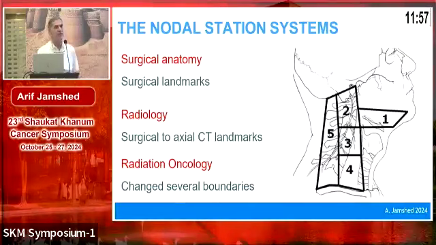The radiologists, on the other hand, look at their axial CT slices. What they can see on the axial CT slices, they tend to divide according to that. Whereas for radiation oncologists, we again rely on CT, but we tend to pick out those things which are also clinically relevant.